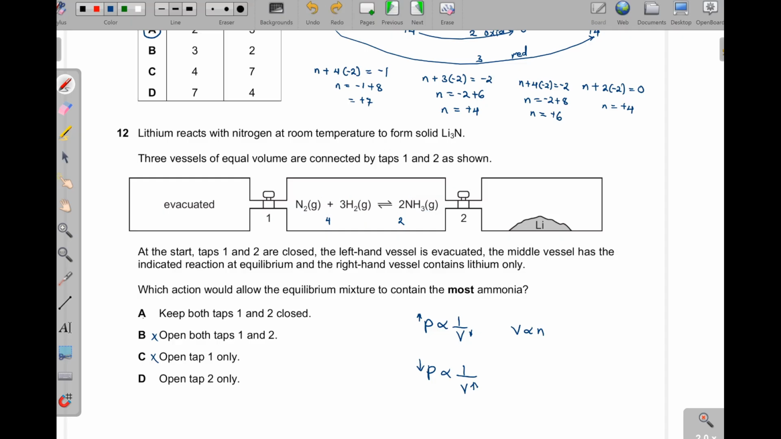So in that case, tap 2 also, if it is open, this will be off. So that means our answer is actually A. You keep both taps 1 and 2 closed.